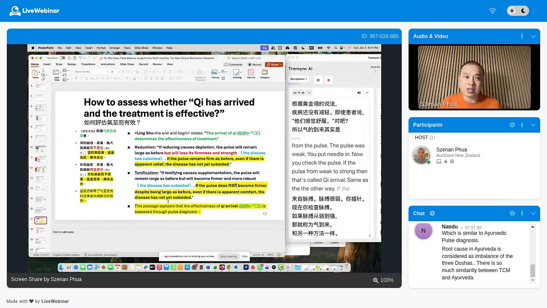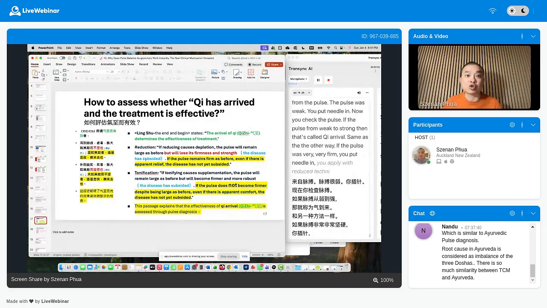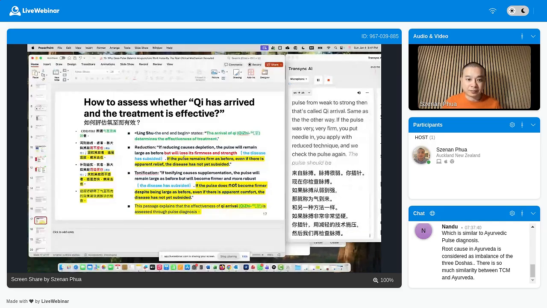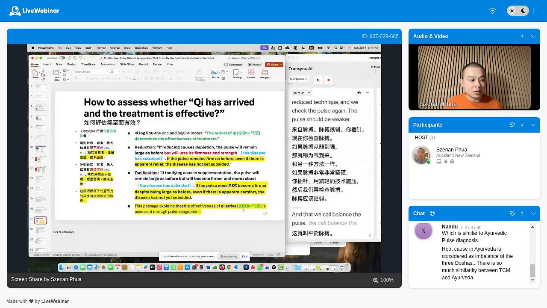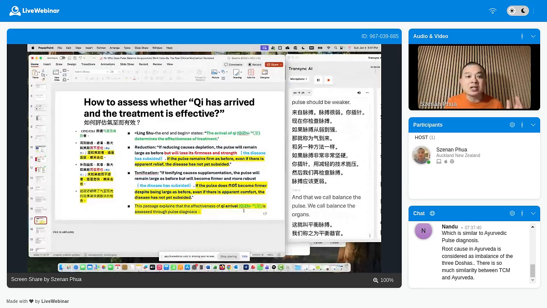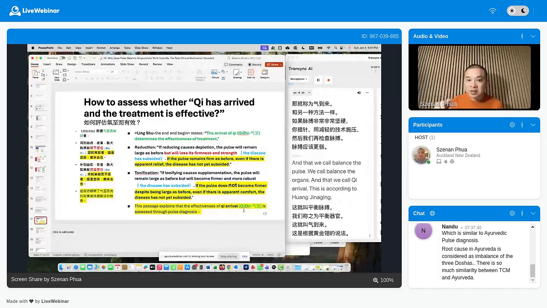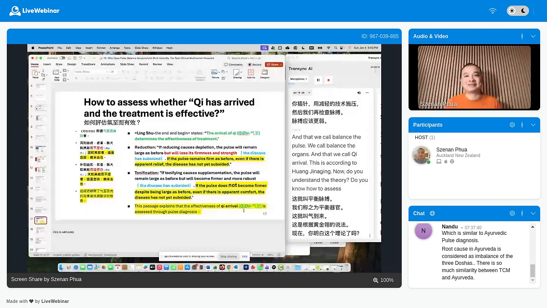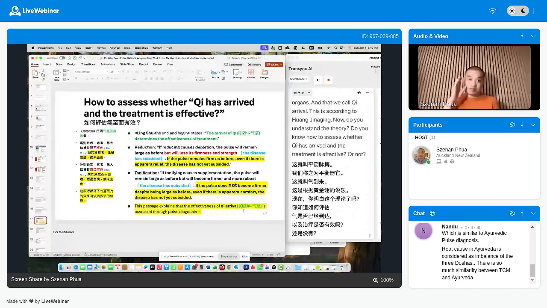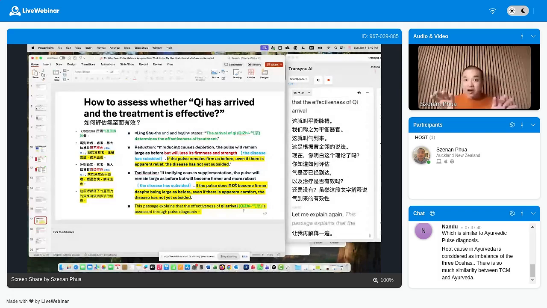Now, do you understand the theory? Do you know how to assess whether qi has arrived and the treatment is effective or not? This passage explains the effectiveness of qi arrival. We call it qi zhi, it's not de qi, eh? Qi zhi is assessed through pulse diagnosis. Wow, this is from Ling Shu chapter 1, combined with Ling Shu chapter 9. If you read those chapters together, you'll find it very interesting.